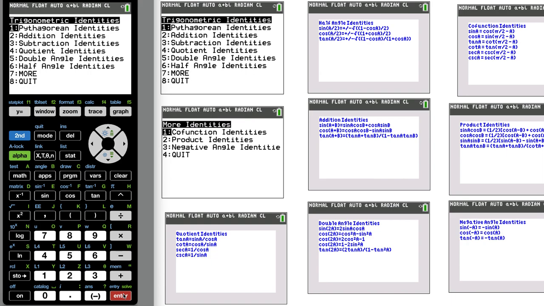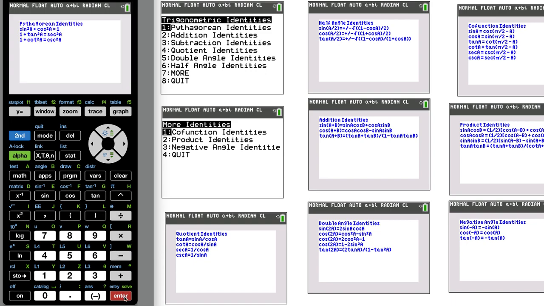So for the trig identity program here, TRIGID1, you can see the main menu. It has Pythagorean, addition, subtraction, quotient, double angle, and half angle identities. Let's try one out randomly. Let's do Pythagorean identities, so you see what it looks like.